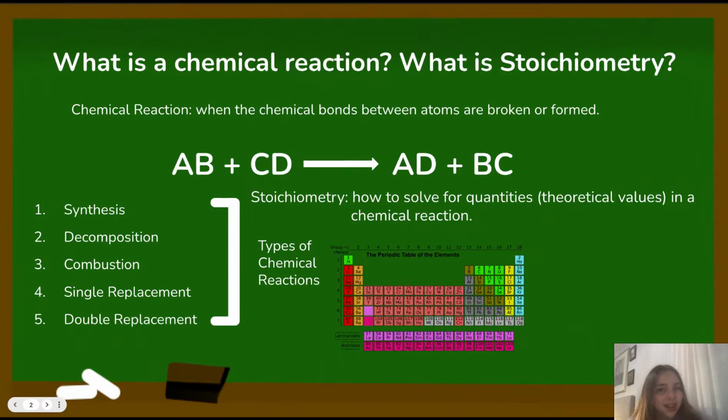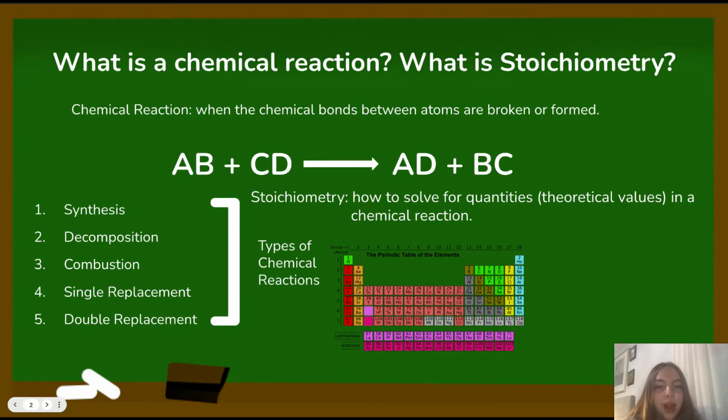Well, what exactly is a chemical reaction? According to Khan Academy, a chemical reaction is when chemical bonds between atoms are broken or formed. There must be a reactant and a product within a chemical reaction, and unlike physical reactions, it's often hard to physically see a change in the products.